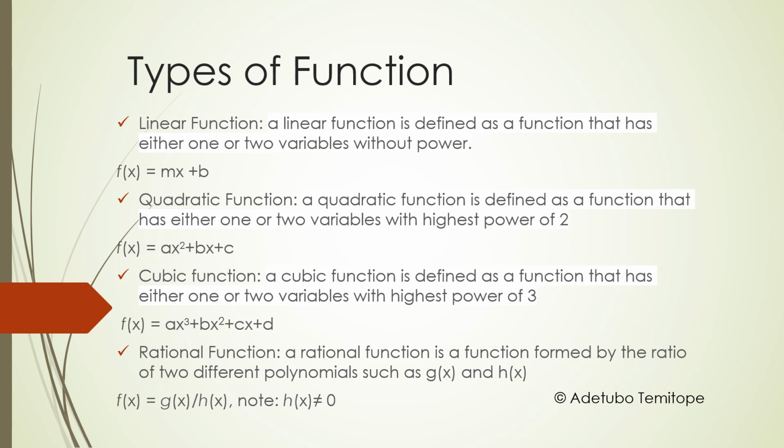A rational function is a function formed by the ratio of two different polynomials, such as g of x and h of x. Yes, g of x and h of x can either be a quadratic function, a cubic function. But one thing that is certain is it is a polynomial. They are both polynomials. So rational functions are expressed thus: f of x equals to g of x divided by h of x. And we should note h of x is not equals to 0, that is, the denominator polynomial is not equals to 0.